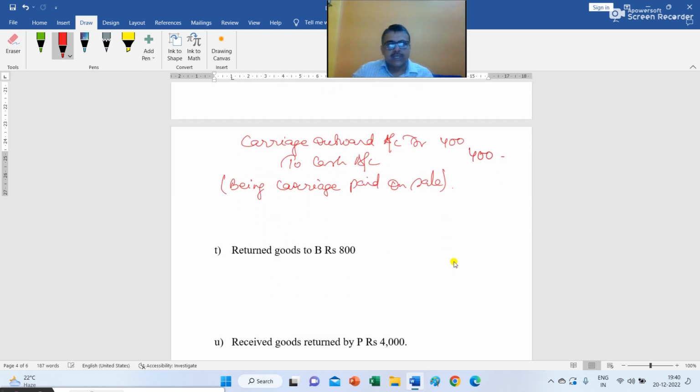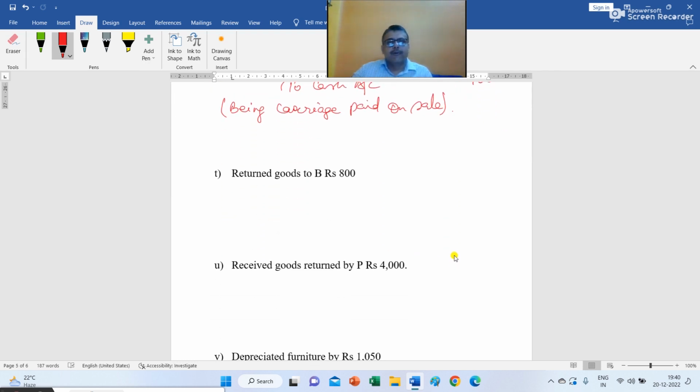The next transaction is returned goods to B for rupees 800. So when there is a return of goods, it means purchase return. So you have purchased, so purchase account was debited, and when there is a return, then it will get credited. And the return was made to B. So B was a creditor. So now the creditor will get debited. That is B account debit 800 to purchase.